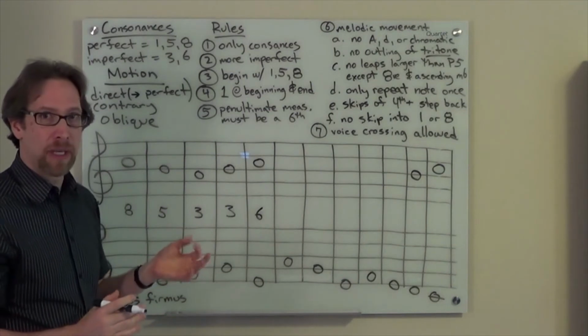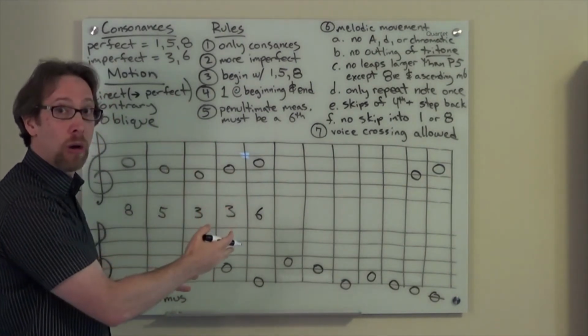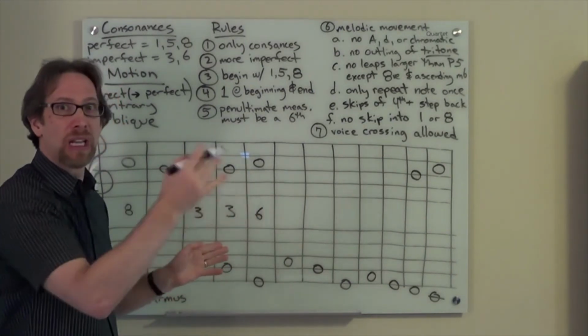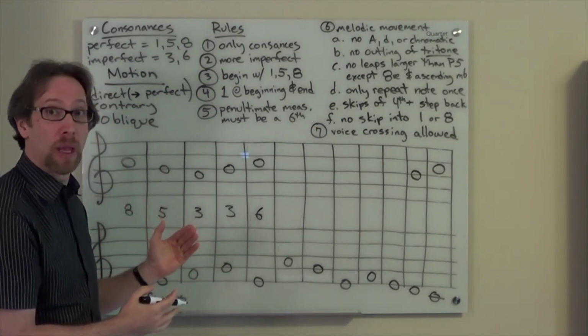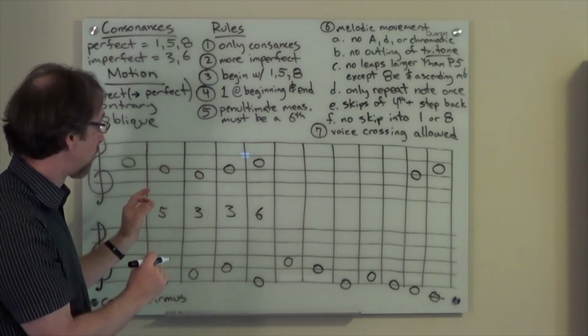Let me say that part again, because that's important. You don't want to have too many of the same interval in a row. Even though parallel thirds sound great, 3, 3, 3, 3, 3, 3, it's going to get boring. You want to have some more independence of melodic line with the counterpoint that you're adding.